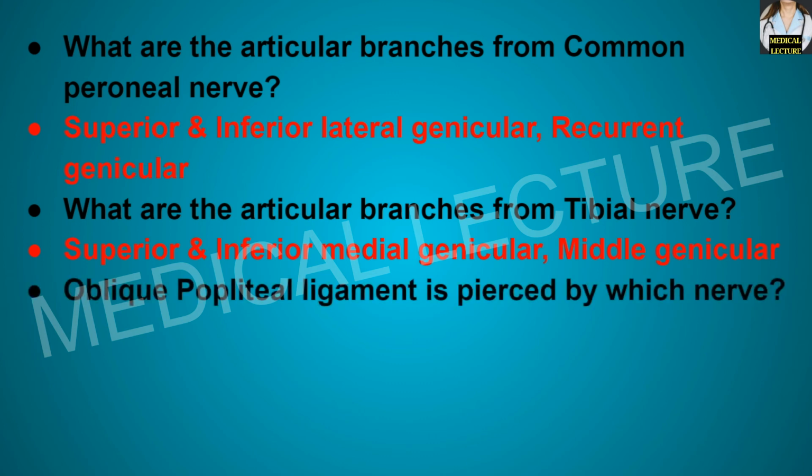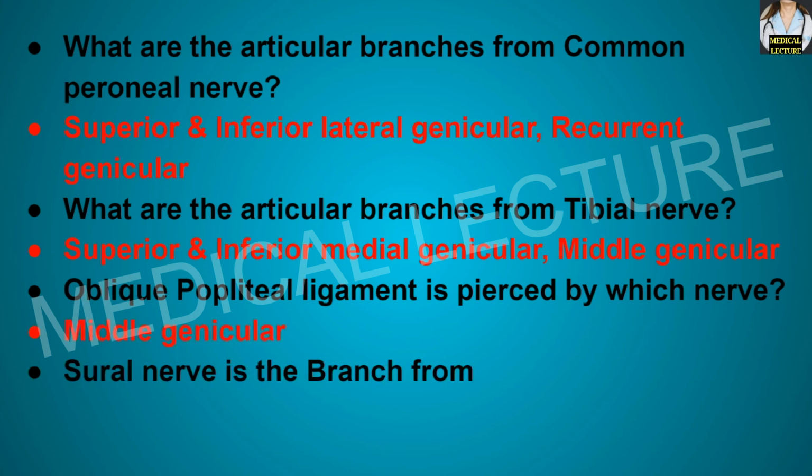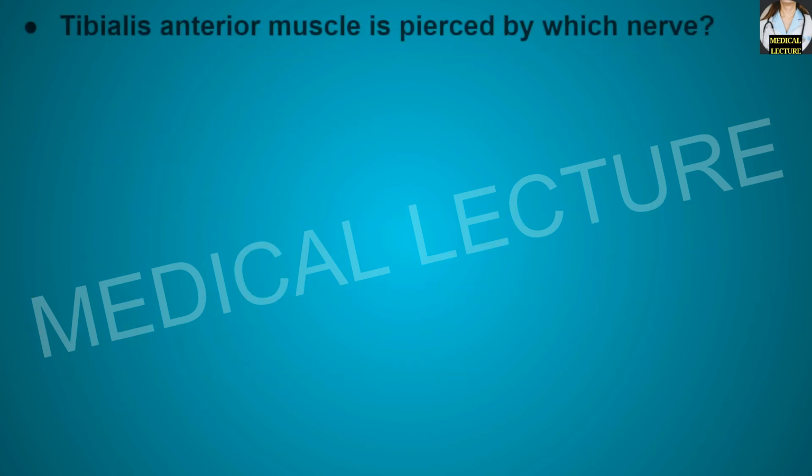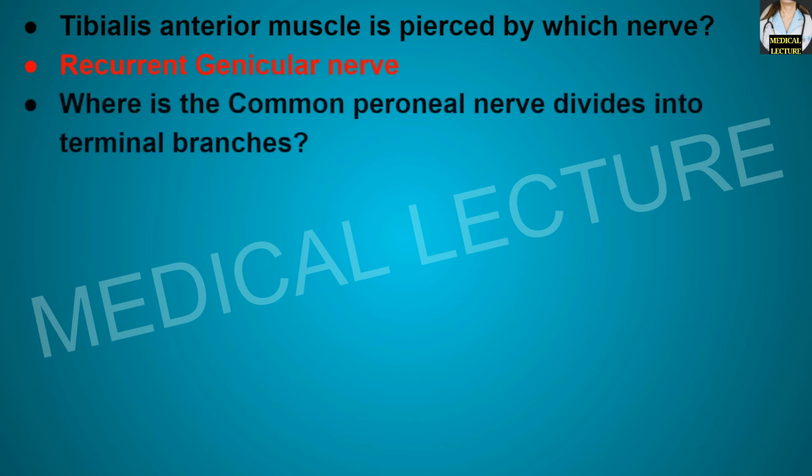Oblique popliteal ligament is pierced by which nerve? So it is pierced by middle genicular nerve. Sural nerve is the branch from the tibial nerve. Tibialis anterior muscle is pierced by which nerve? By the recurrent genicular nerve. Where is the common peroneal nerve divided into terminal branches? So at the neck of fibula.